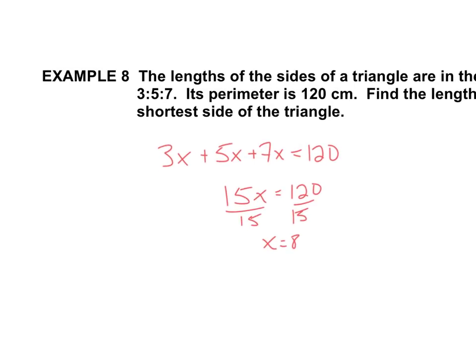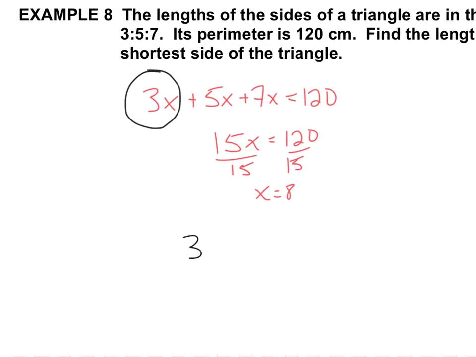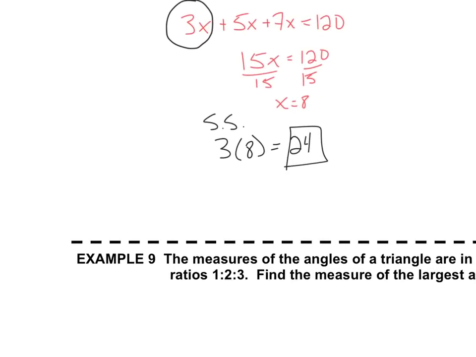Now that is not my answer. That's just what the ratio is. They want the shortest side. Well, the shortest side is going to have the smallest part of my ratio, so I'm going to take 3 times the x value I found, and I get that the shortest side's length is 24. So short side, okay?